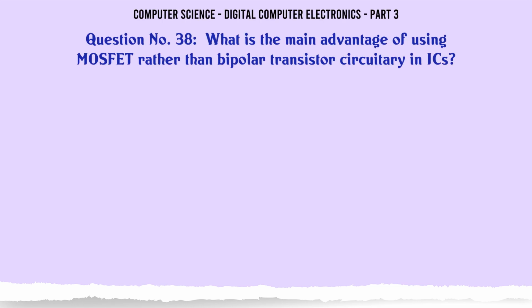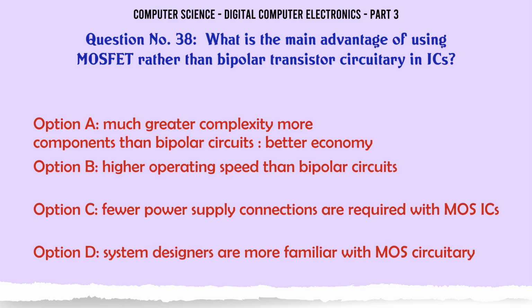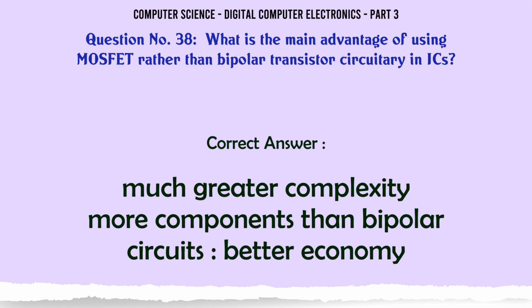What is the main advantage of using MOSFET rather than bipolar transistor circuitry in ICs? A. Much greater complexity, more components than bipolar circuits, better economy. B. Higher operating speed than bipolar circuits. C. Fewer power supply connections are required with MOS ICs. D. System designers are more familiar with MOS circuitry. The correct answer is much greater complexity, more components than bipolar circuits, better economy.